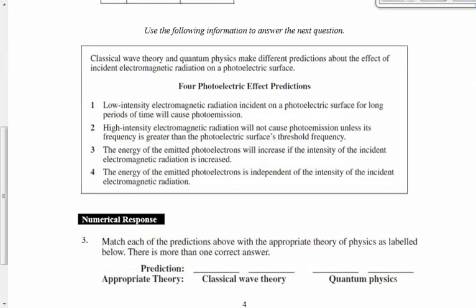Classical wave theory and quantum physics make different predictions about the effect of incident electromagnetic radiation on a photoelectric surface. Classical physics, right? Hertz is the relevant guy in classical physics here, because he's the guy that tried to explain the photoelectric effect. So whenever you see classical physics in the context of the photoelectric effect, we're thinking Hertz.